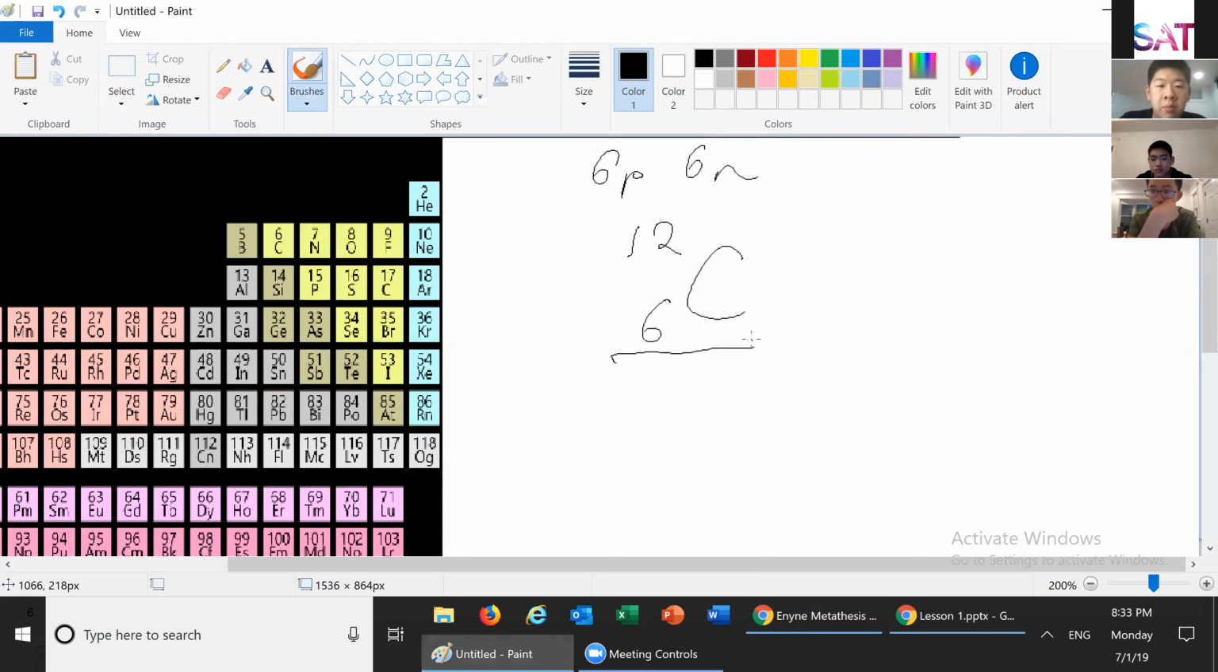Okay, let's do a different example. Let's say we have 9 protons and 10 neutrons. Can someone suggest what the symbol for this isotope would be? So it's F. Right, and then 9 at the bottom and 19 at the top. Yep. So it turns out that this is the only stable isotope of fluorine.